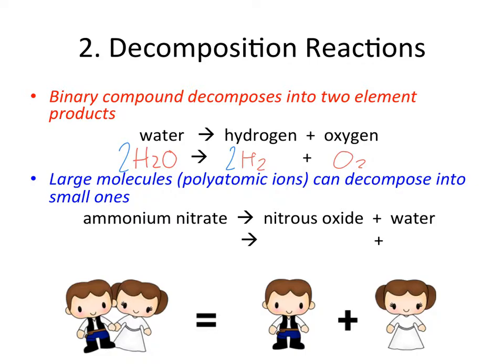Ammonium nitrate, NH4NO3, and again, the way I got that, I have NH4 and then NO3, I know nitrate, this is 1 plus, this is 1 minus, cross, we get NH4NO3. In this case, it decomposes into nitrous oxide, N2O, and water. Okay, so we'll be able to balance that as well if we need to.